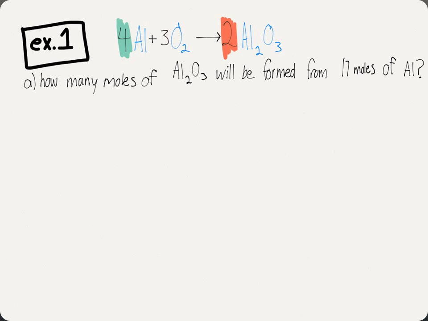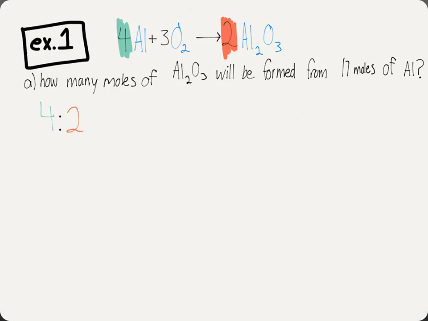Let's move on. So let's get started on our first example. Our first question is how many moles of aluminum oxide will be formed from 17 moles of aluminum? If you look at our question here, the first 3 steps have already been done for you. The equation's written out, it's balanced, and our first question is 17 moles of aluminum, so it's been converted to moles already. So our next step, step 4, is to use a mole ratio to convert between moles of aluminum and moles of aluminum oxide.